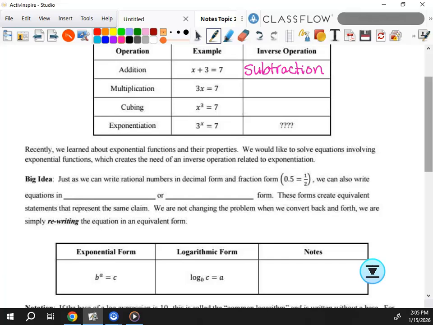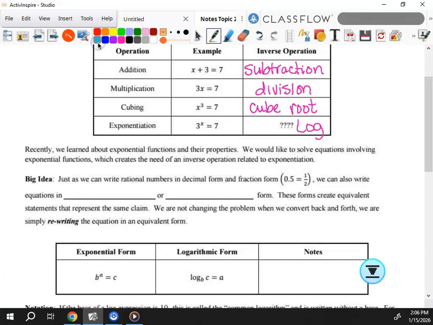What's the inverse of multiplication? Division. Good. All right. What about cubing? Cube root. Very good. And then what about, and I love this big word here, exponentiation, which just means it's an exponential. I have a variable in the exponent and I need to get it out. How do I undo that? With a log. Thank you very much. That's how we undo it. Okay. So that's why we are reviewing logs today.